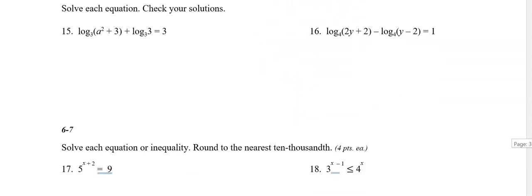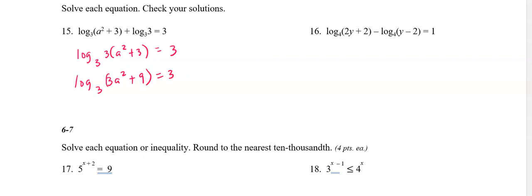Okay, let's take a look at number 15. This is a log equation, and actually it's a log equation where there's two different logs. So we have a property, it's called the product property, that says two different logs that are being added get joined together as one log using multiplication. So I'm just going to show what's happening here. I'm applying the product property. Okay, so there's the application of the product property.